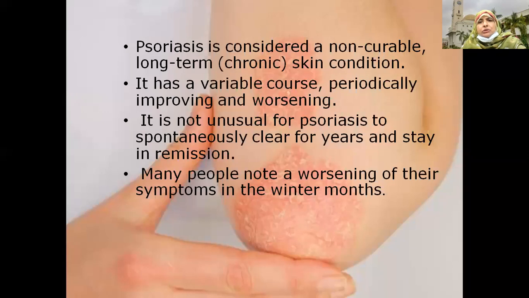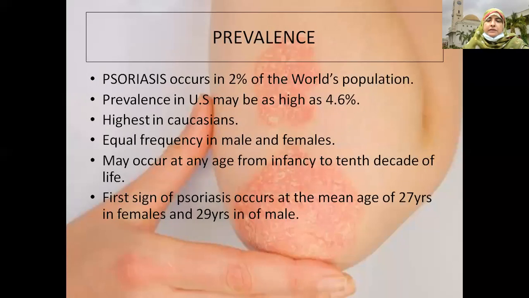And it is not unusual for psoriasis to spontaneously clear and remain clear for years and stay in remission. And all of a sudden, it might recur at any time. And many people might note a worsening of their symptoms in the winter months. Well, there are other aggravating factors as well, which we will be discussing side by side. So it is a chronic inflammatory condition of the skin, which might become systemic at the end, and it is quite common.